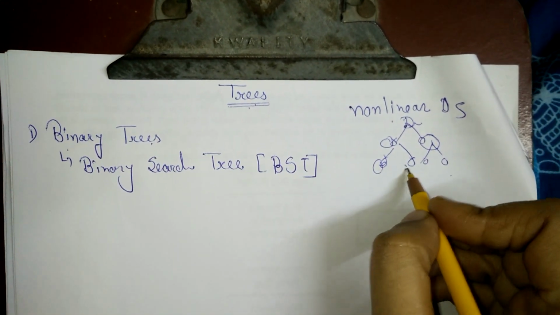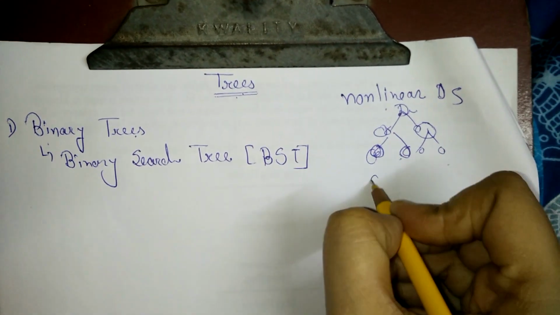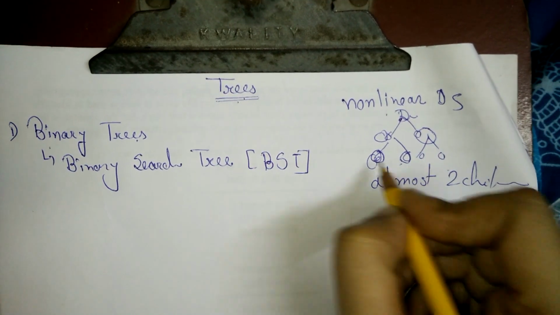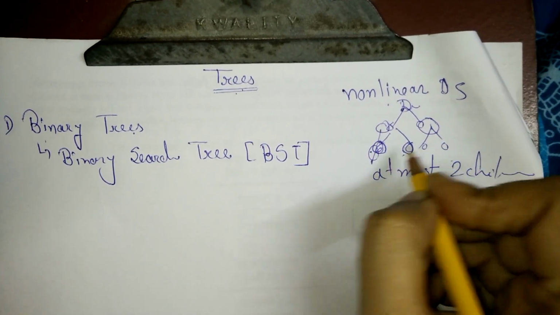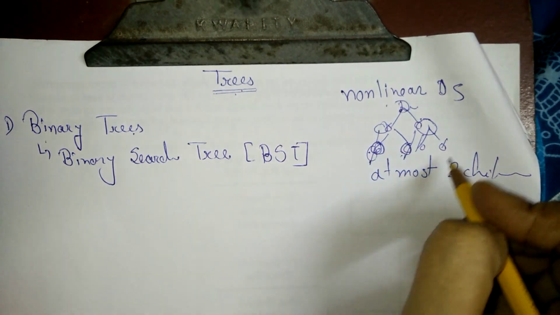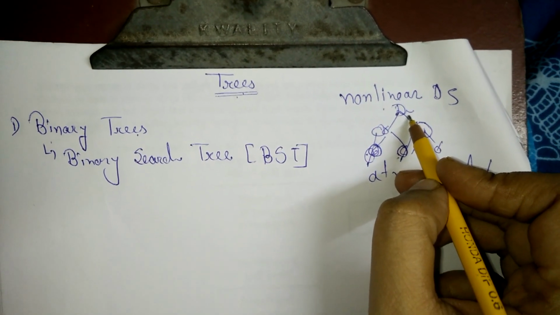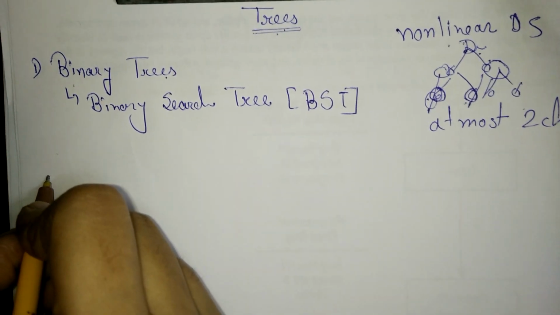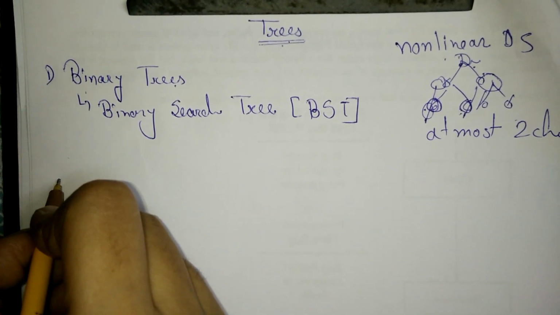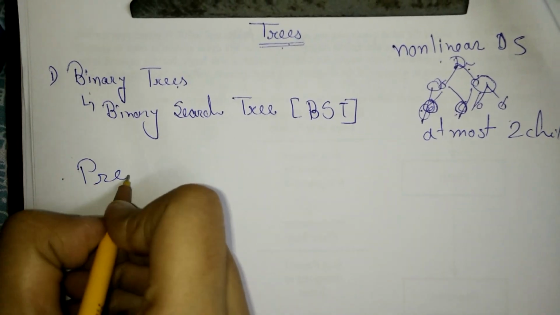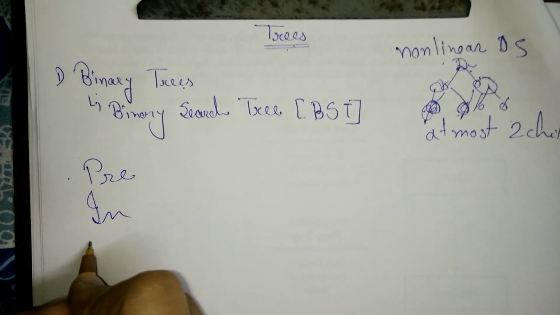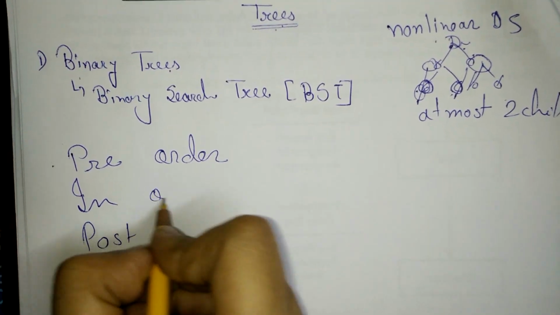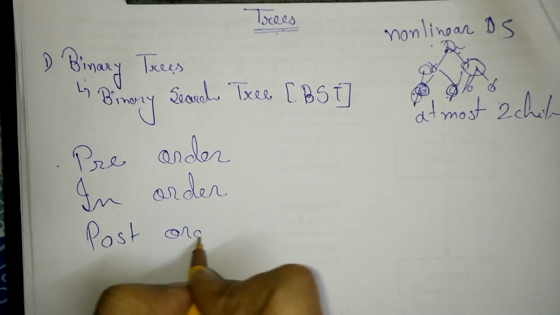Now, how are we going to define a binary tree? A tree with at most two children is called a binary tree. As it is having two children, this tree can be said to be a binary tree. Now, when we come to trees, there are some techniques called traversing techniques. There are three traversing techniques for your tree: pre-order, in-order, and post-order.